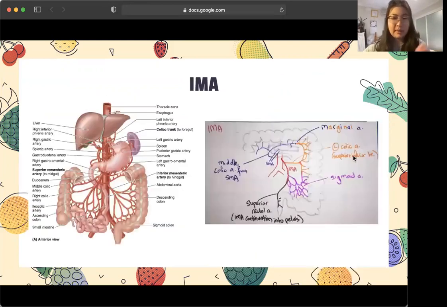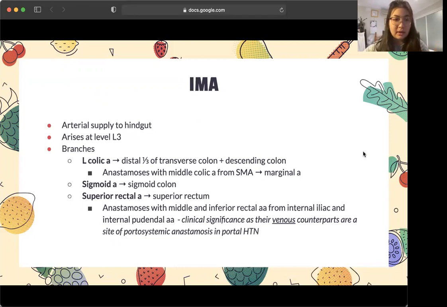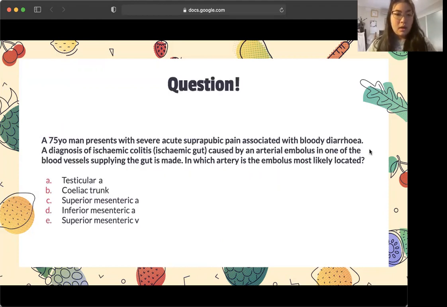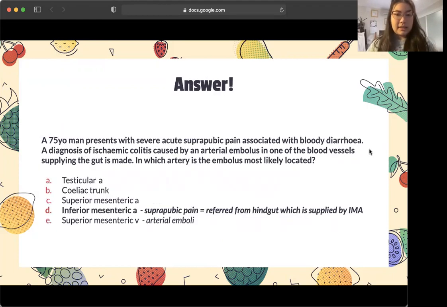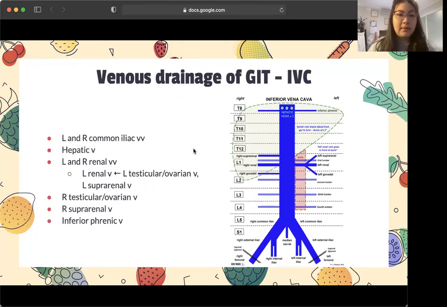So yeah, skipping through that. So we already talked about IMA. So IMA is the arterial supply to the hindgut, again, anastomoses with the SMA in that watershed area of the splenic flexure, arises at L3. Okay. We might actually skip this question for the sake of time, but all the answers are on the slide, so you can look at them later.